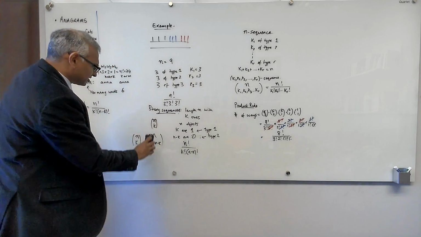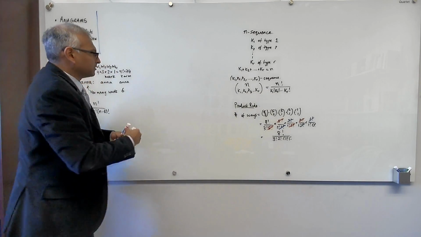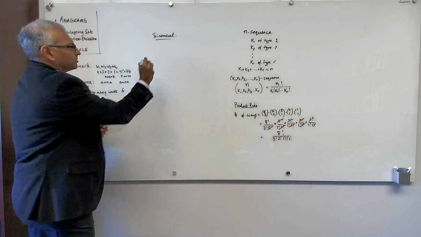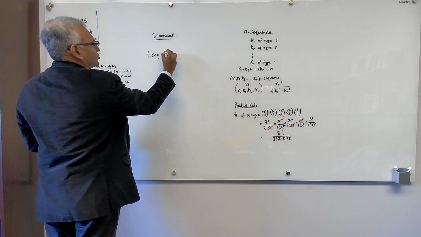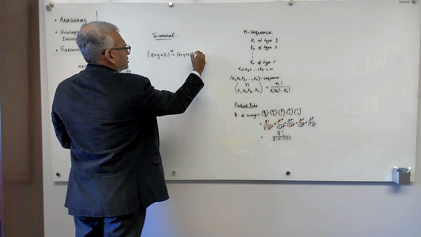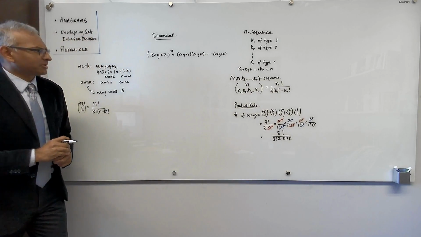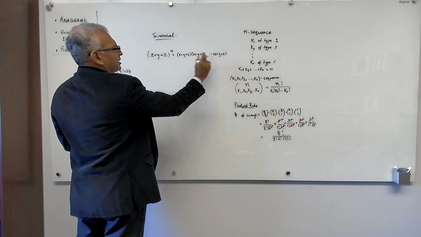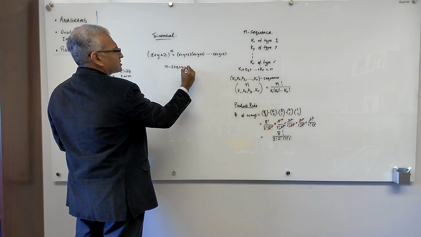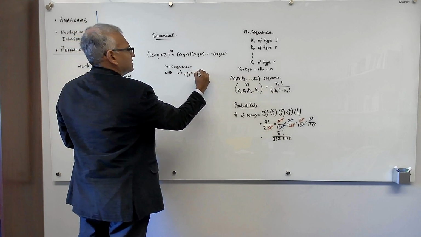Okay, one final application. Let's consider the trinomial. So x plus y plus z to the power n. If you expand this, it's x plus y plus z, x plus y plus z, x plus y plus z, a bunch of x plus y plus z's. There are n of them. So you'll generate n-sequences with x's, y's, and z's.